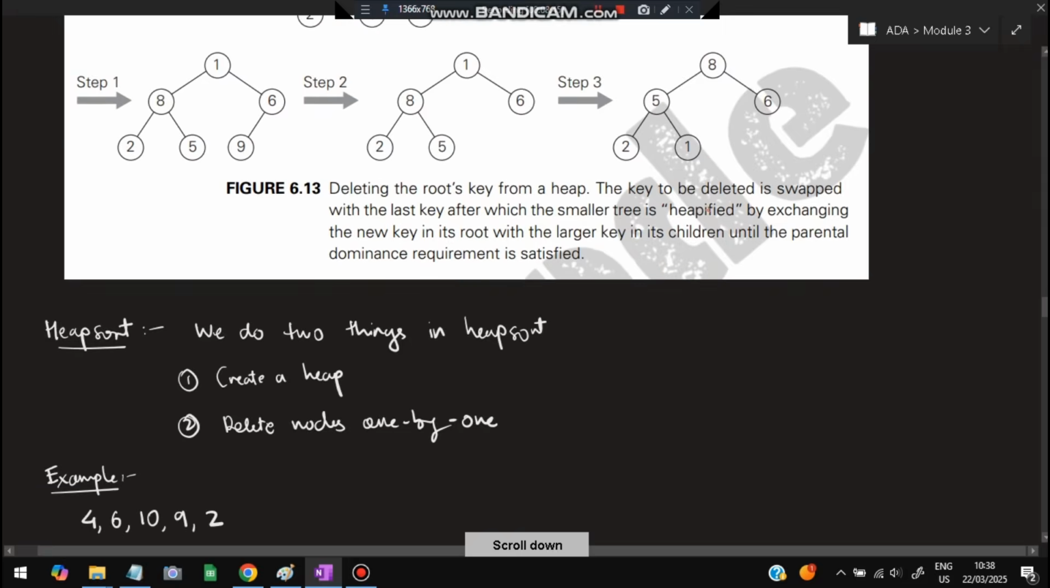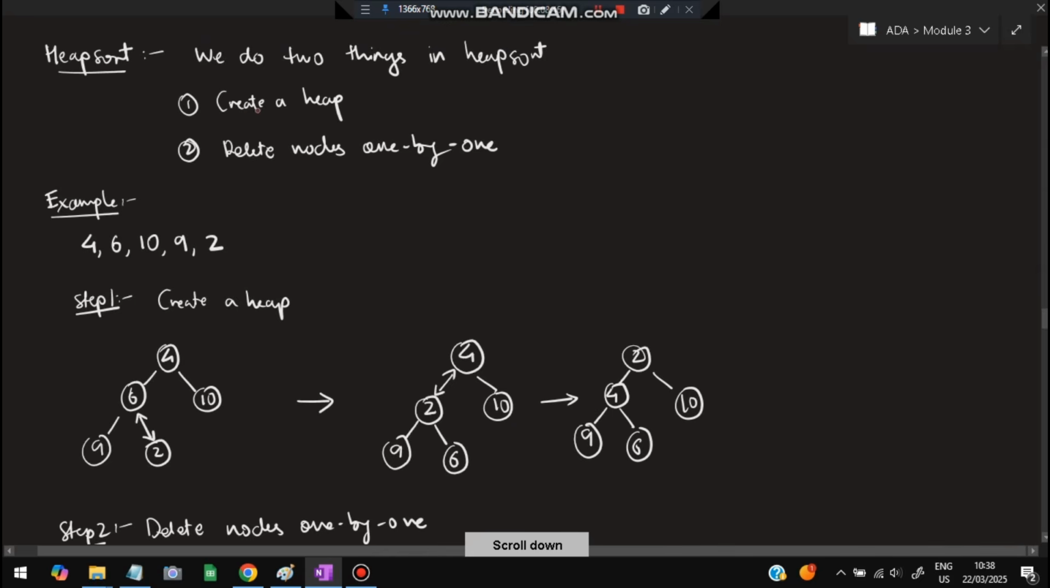Okay, that question can also be asked in the exam. To do heap sort, first you have to create a heap. Without a heap, how will you do heap sort? If you don't create a heap, there will be no heap to sort. So you have to create a heap first using the same criteria. I'll discuss the example, you'll understand.